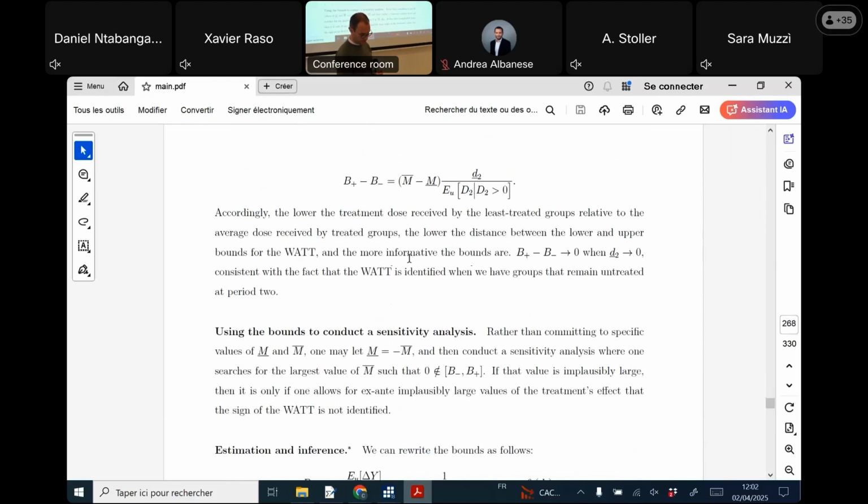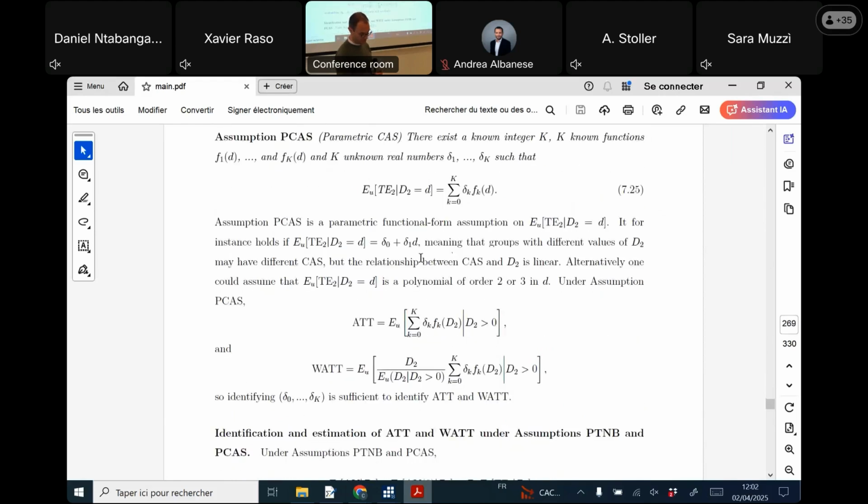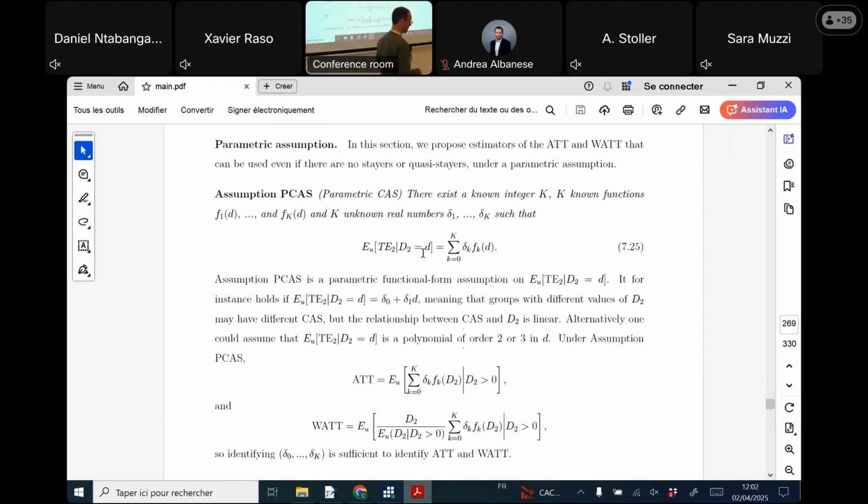The second possible strategy, the other polar solution, is to start imposing a parametric model. And one way of doing that is parametrizing the conditional average slope function, assuming, for instance, that it is a polynomial in the dose, with the caveat that the assumption is hard to interpret, because the conditional average slope function is not the dose-response relationship.